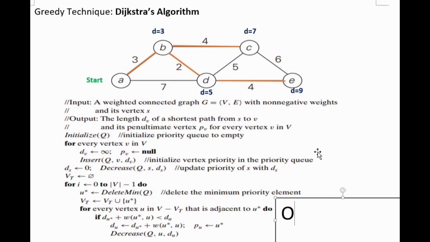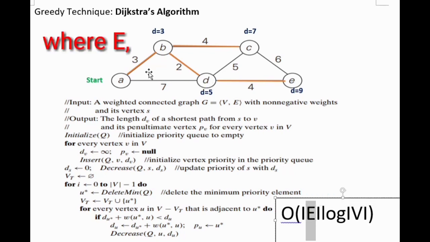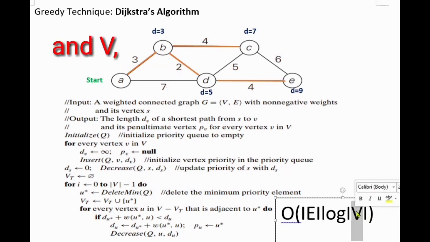The time complexity for the algorithm for graphs represented by their adjacency list and the priority queue implemented as a min heap is O of E log V, or we can say O(E log V), where E is the number of edges and V is the number of nodes.